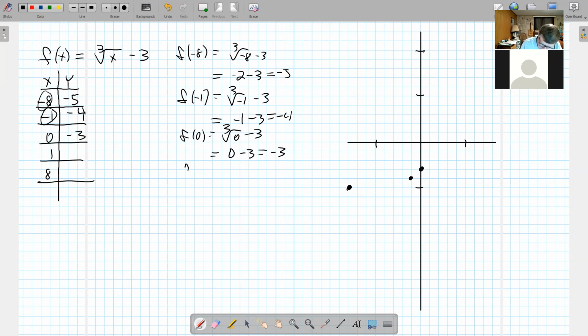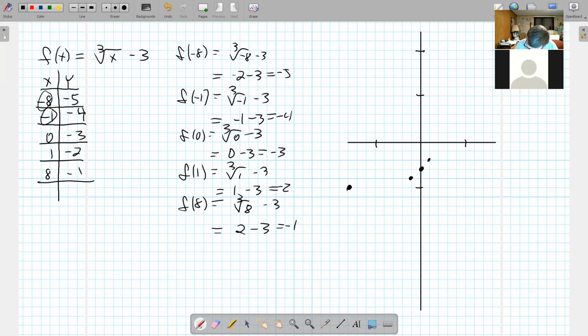Okay. F of 1 would be the cube root of 1 minus 3. Well, the cube root of 1 is 1. Minus 3 would be -2. And finally, f of 8 would be the cube root of 8 minus 3, which is 2 minus 3, or -1. So we get a graph of that. Let's see if I can get a good picture of that.